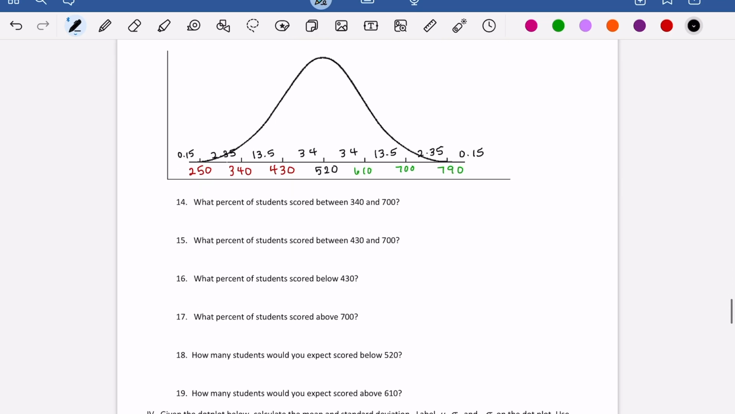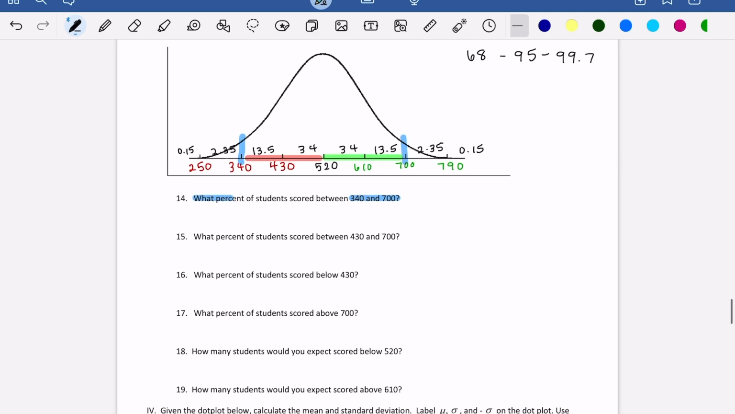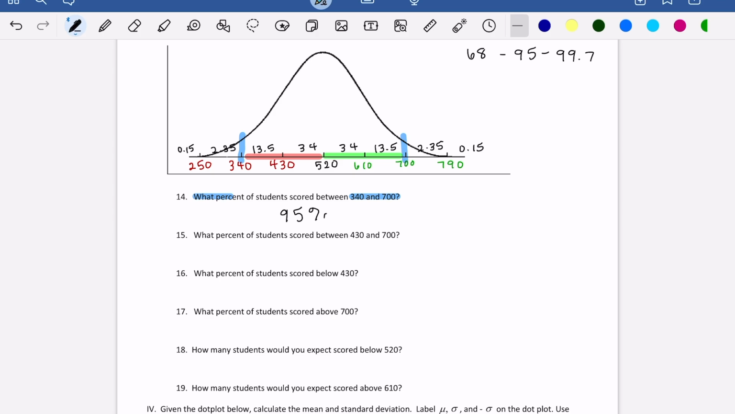So what percent of students scored between 340 and 700? Notice it says what percent, so I am looking for a percentage, and then it says 340 to 700. That is 2 standard deviations to the left and 2 standard deviations to the right. And we know that within 2 standard deviations of the mean, 95% of the data is contained. Your empirical rule says 1 is 68, 2 is 95, and 3 is 99.7. So since that's 2 standard deviations away, 95% of the data will fall between those 2 scores.